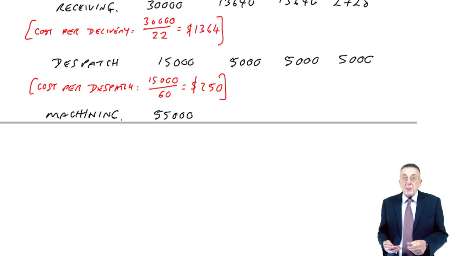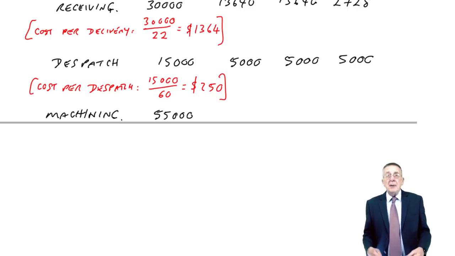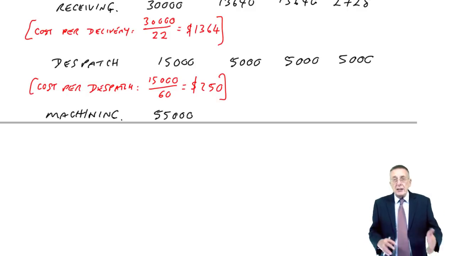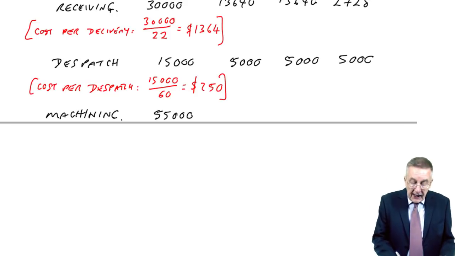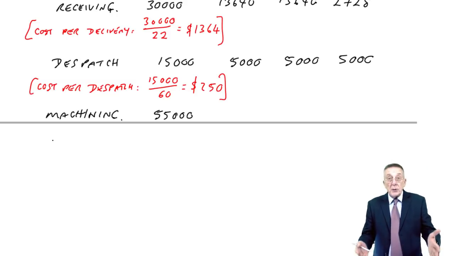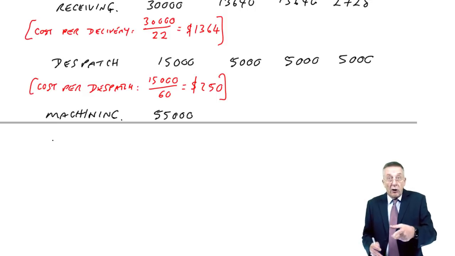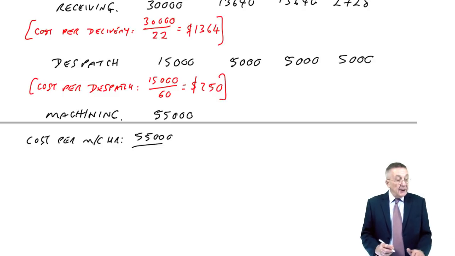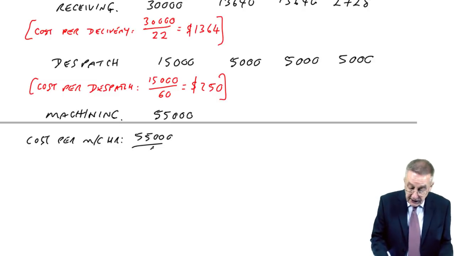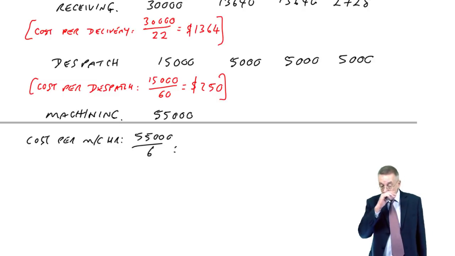I said a minute ago when we did dispatch, it starts to become very automatic. It's the same rule each time. And so what a lot of people do is say, and if you're doing this with me, don't copy this down because it's wrong, I'm going to change it. They say, oh, let's work out the cost per machine hour. 55,000. How many machine hours are there? 2, 2, 2, 6. And off we go.